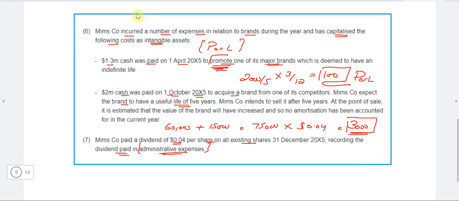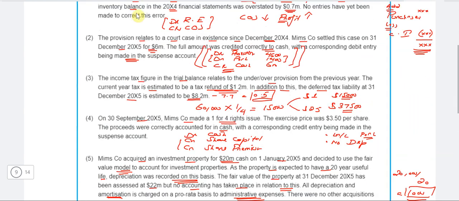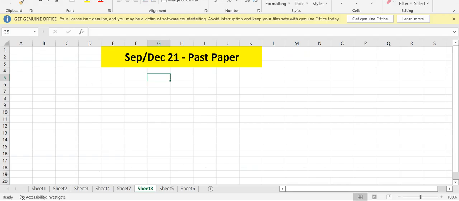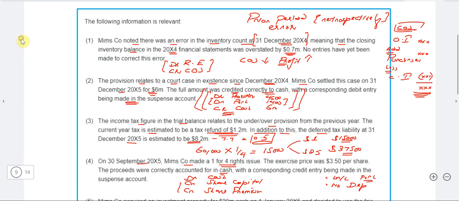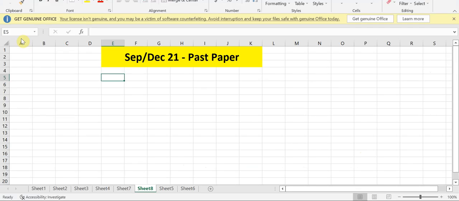So that means they've charged this as an expense. Now we need to remove it from the administrative expenses. So there are so many adjustments with regards to the expenses. Many errors have been made. Now what we can do is we can simply prepare the statement of profit or loss, and we'll keep the trial balance in front of us.